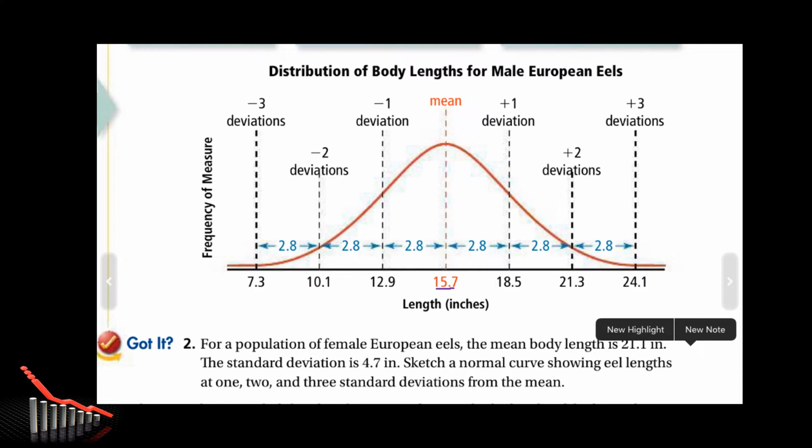And let's try it again with our got it problem. Sorry about the little note there, I left that on. But for a population of female eels, the mean body length is 21.1, and the standard deviation now is 4.7. Do you think you could sketch that? Pause here and see if you can do it on your own, if you have the idea of what this would look like.